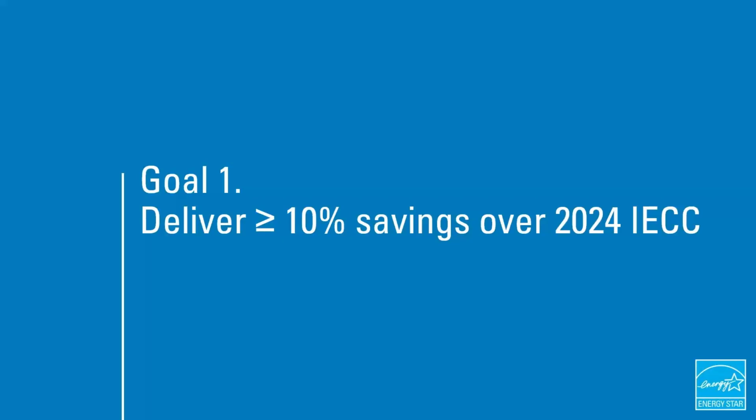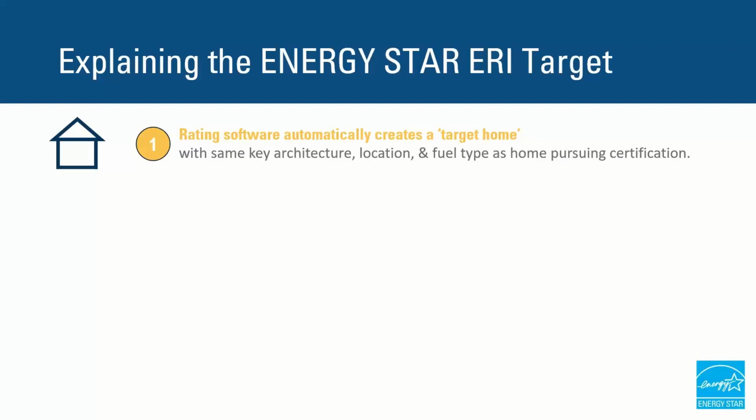And we'll start with the primary goal of delivering at least 10% savings. Now, in our national program versions, we use what we call the Energy Star ERI target, which is specific to each home to ensure that we achieve 10% savings. Energy rating software automatically determines this target for each home. And so let me briefly walk through how this is defined and used to help you understand how our proposal for version 3.3 was developed.